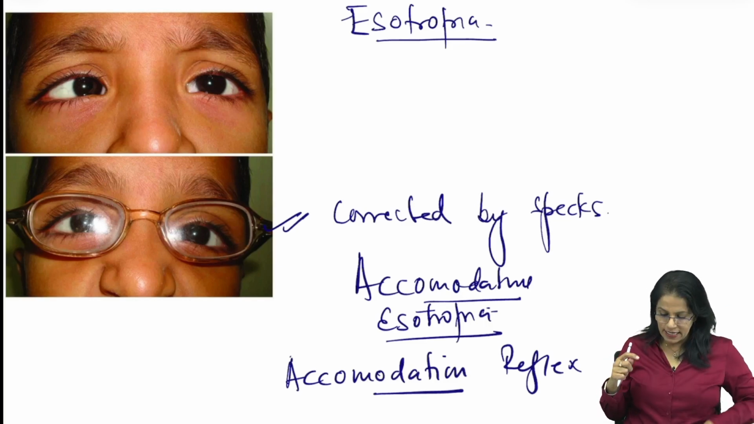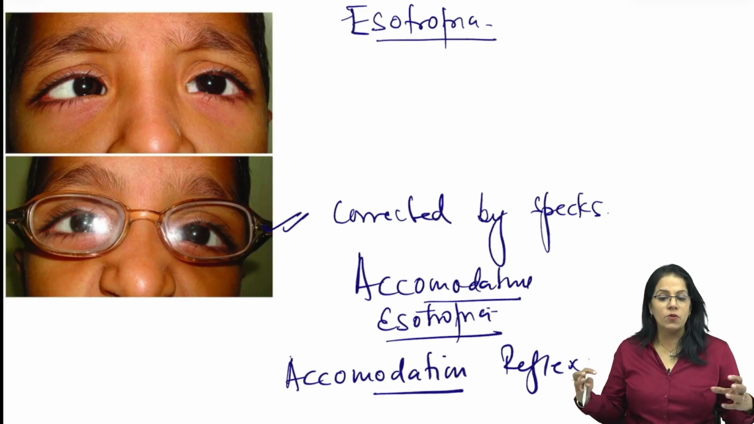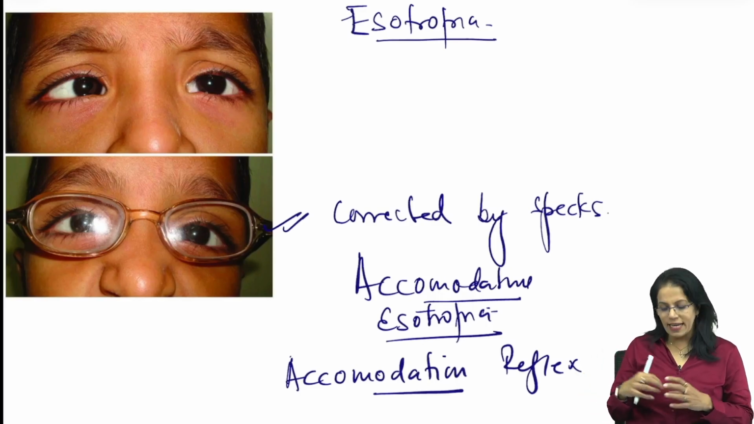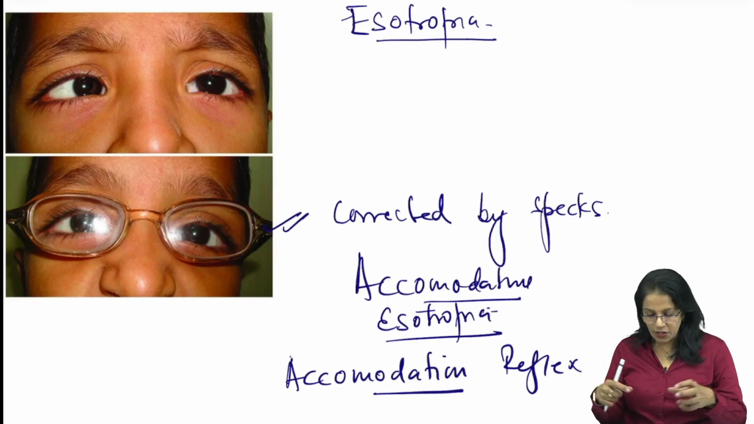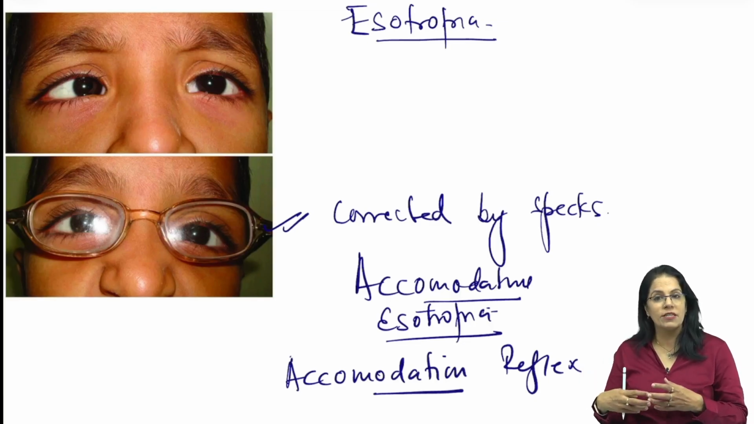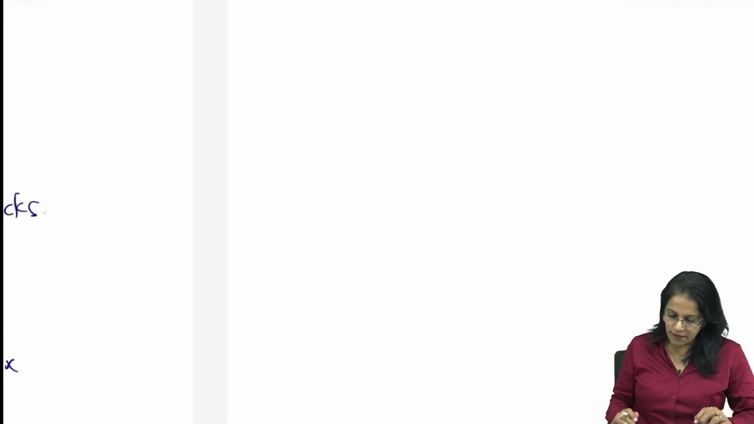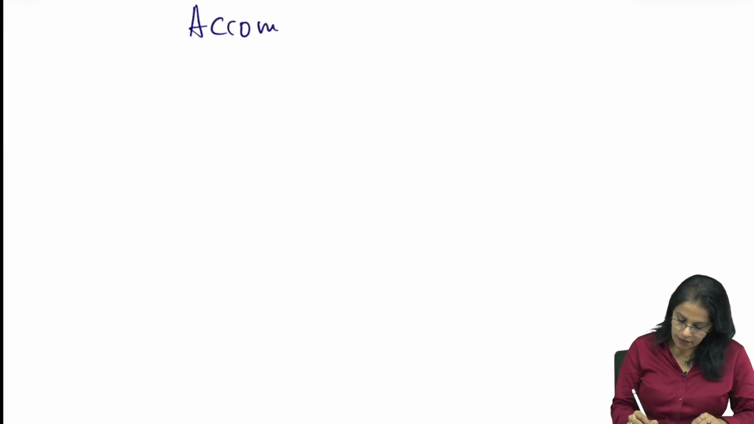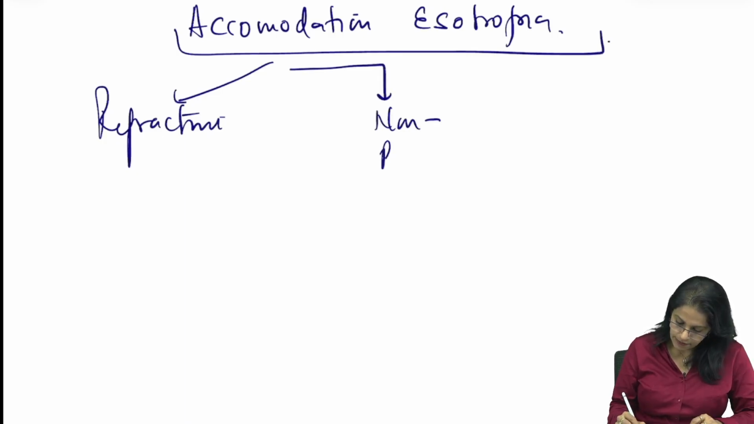So, it is mainly when there is too much accommodation that can lead to a convergent squint, right. When this esotropia is due to the exertion of accommodation, we call it accommodative esotropia, as simple as this. Okay, is it clear? We can divide accommodative esotropia, which is due to the accommodation reflex, as either refractive type, or non-refractive type, or mixed type.